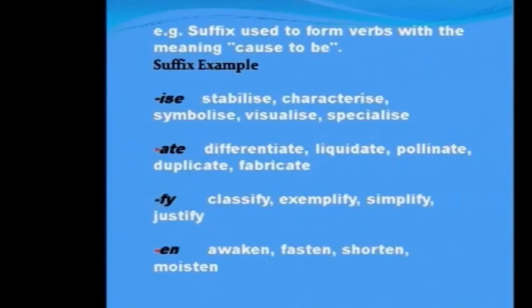Now we come to suffixes. I want to remind you again, suffixes are added at the end of a word. Prefixes are added at the beginning of a word. So the first suffix here is ISE, I-S-E: stabilize, characterize, symbolize, visualize, specialize. So these are special words used, and they are used to make a noun into a verb, or an adjective into a verb. A special book. He has specialized in writing books.